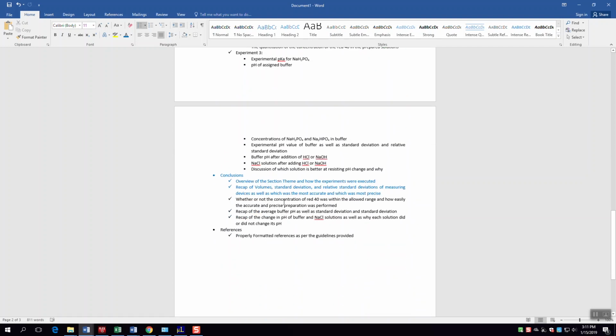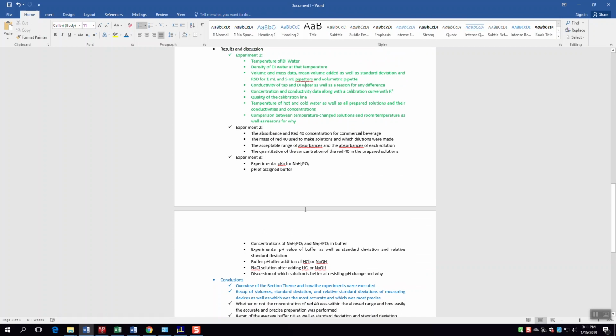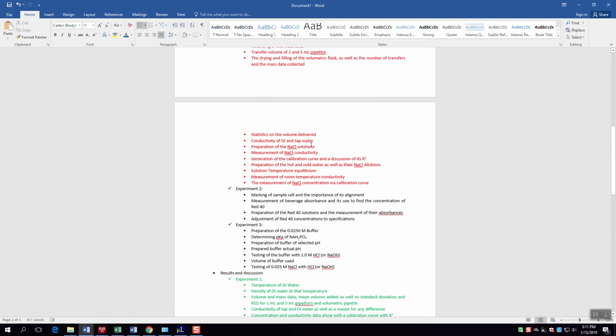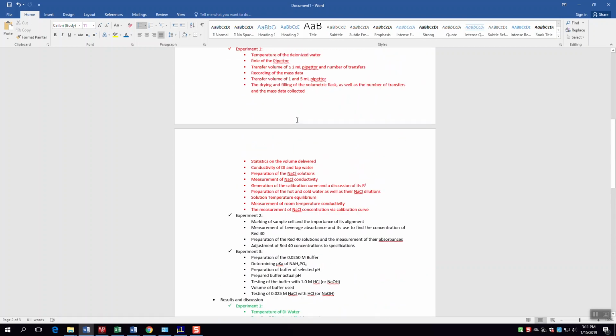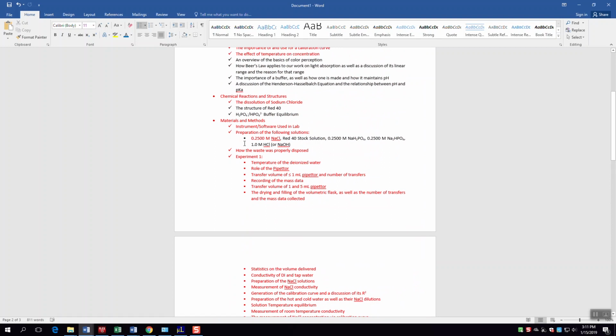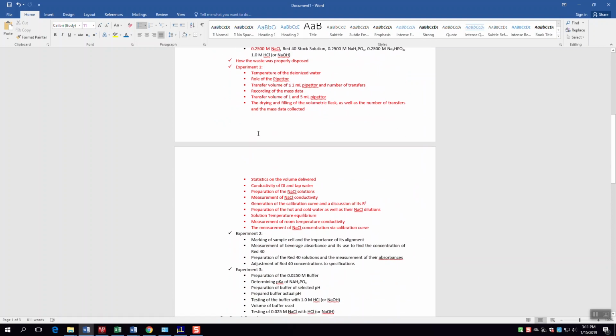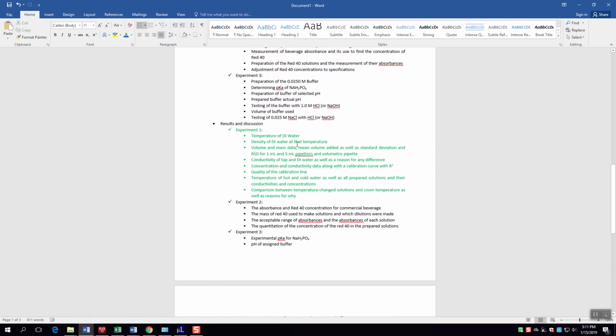The other color of text you'll see here is the black text. The black text is things that will also be included in the Section 1 report, but pertains to experiments we're not discussing at this time. So, for instance, right now, the black text is for things pertaining to experiments 2 and 3, but in the experiment 2 video, it'll be things pertaining to experiments 1 and 3, because we'll be concerned with experiment 2 at that time.